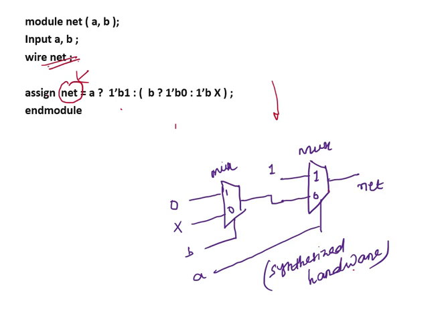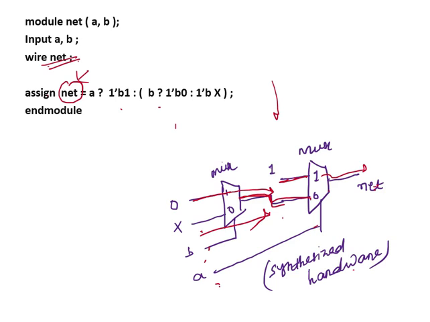Two muxes are there. If a equal to 1, then you will get net equal to 1, the wire takes this value. If a equal to 0, this line will be activated, and then it will check for b equal to 1. If b equal to 1, then 0 will be propagated to net, else x will be propagated.